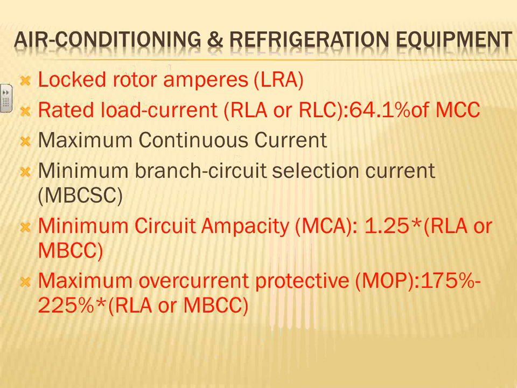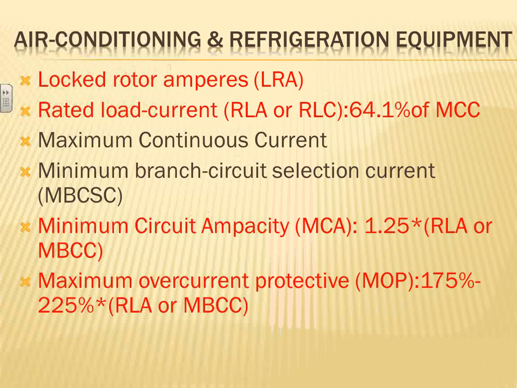What I read about it is you can use the rated load amps or the minimum branch circuit selection current, and you choose the largest of the two when you do your sizes. But having said that, you really don't need to even go there, because the maximum overcurrent protection device and the minimum circuit capacity are already sized for you for these pieces of equipment. It becomes an issue when you size a disconnect. When you size your disconnect, you need the rated load amps for the unit. If you have the rated load amps for the unit, that's all you need to size your disconnect.